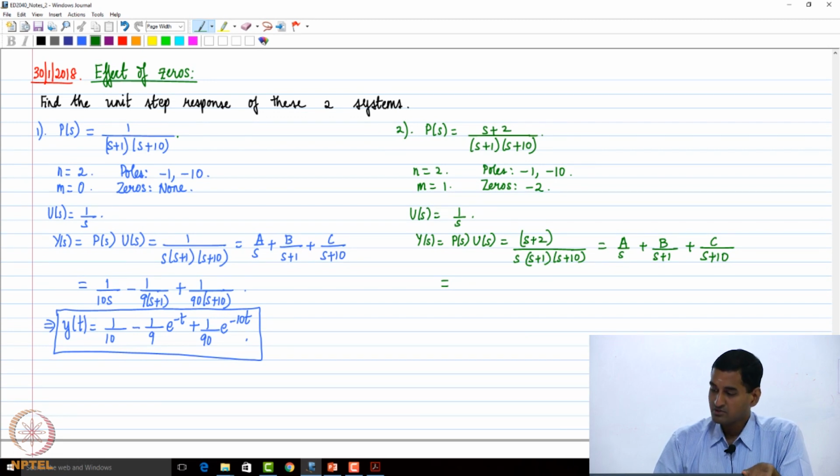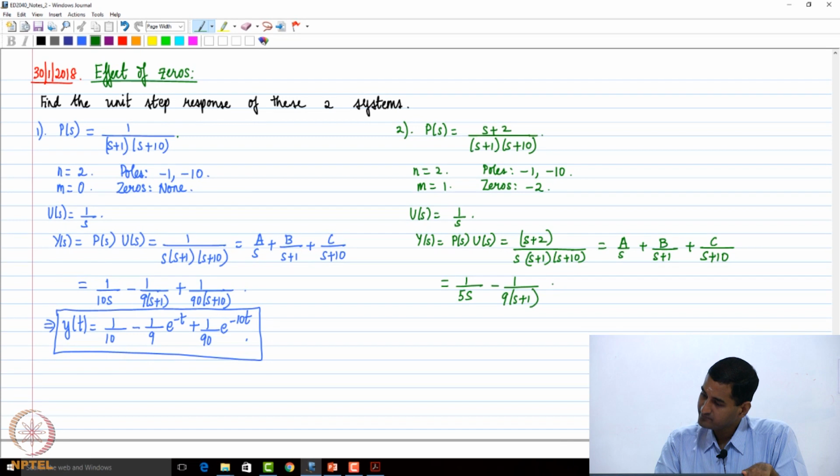So what about a? 1 by 5, right? Okay, b? Substitute s equals minus 1. We will have 1 in the numerator, and then minus 1 plus 9, so minus 1 by 9, it will be the same. So I will have minus 1 by 9 times s plus 1. And then what about c? Minus, let me write it as minus 8 by 90, for a specific reason.